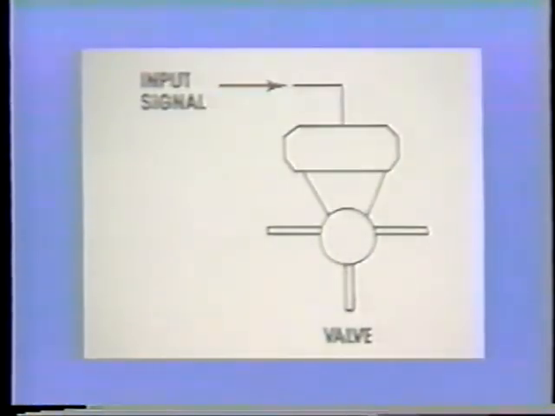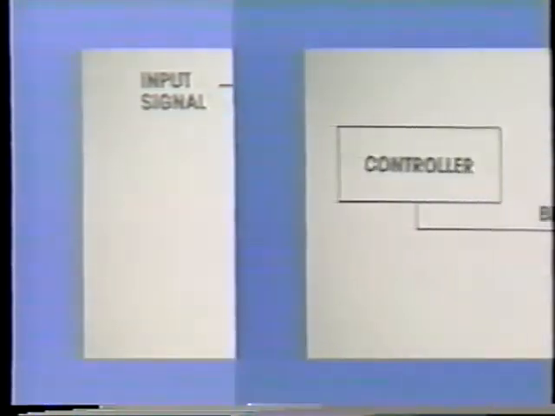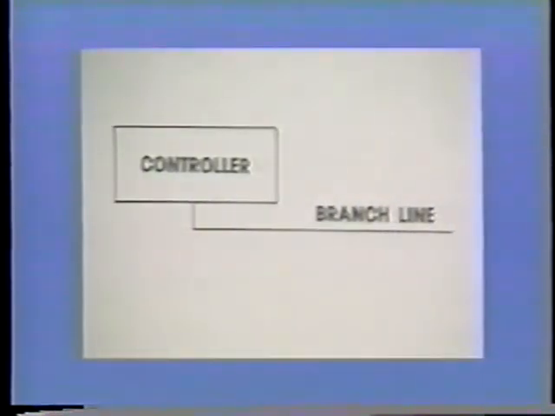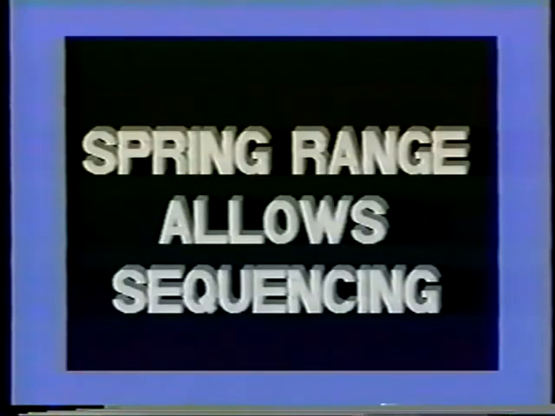The input signal to an actuator, be it damper actuator or valve actuator, is derived from a controller branch line signal, which varies the pressure between 3 and 15 psig. The spring ranges mentioned above fall within the controller output range and allow the sequencing of devices as required to create the proper control sequence for a given application.